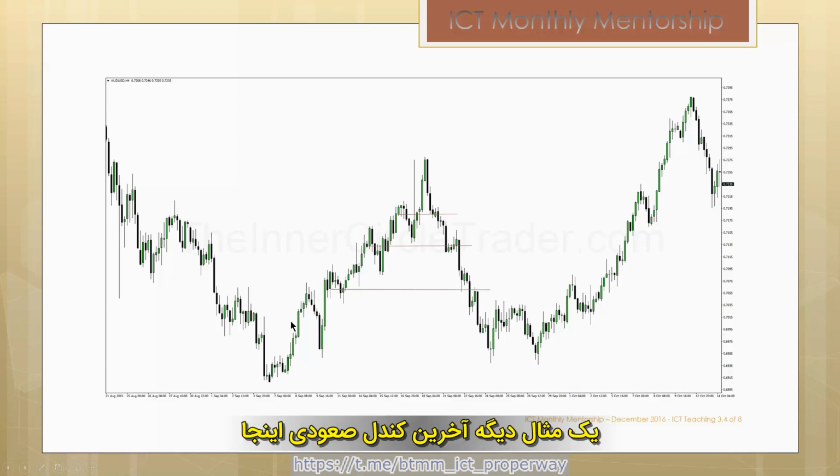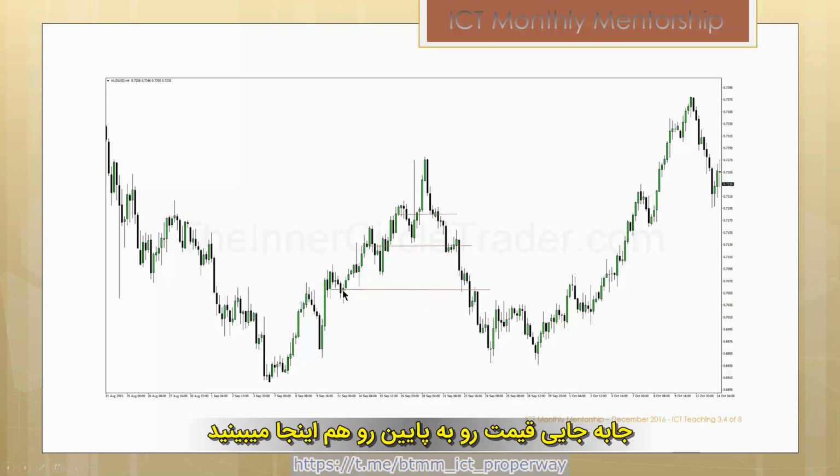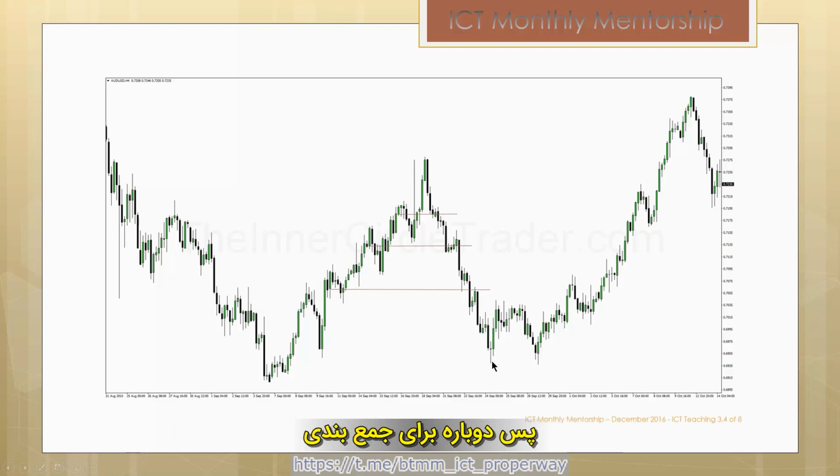Another example here. This last up candle here, price trades up into it here and very handsomely sees a displacement lower here. So you started hedging here. This is a selling short opportunity to see the completion of the market maker sell profile.